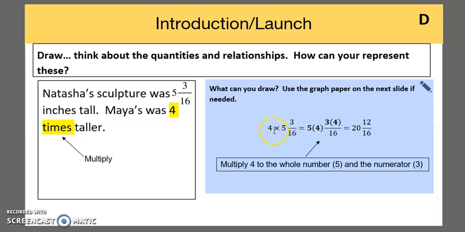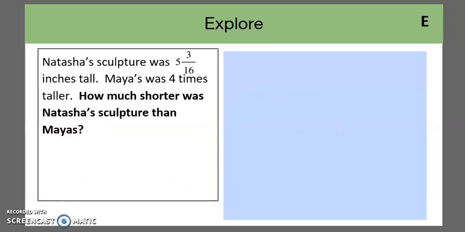Here we want to multiply the whole numbers together, so 4 and 5. And then we want to multiply the 4 with the numerator, so 4 times 3. Here we get 5 times 4 gives us 20, 3 times 4 gives us 12, and the denominator stays the same. Here's another explanation of what I just went over: multiply 4 to the whole number 5 and the numerator 3. Next, we're going to look at part 2 of the problem.